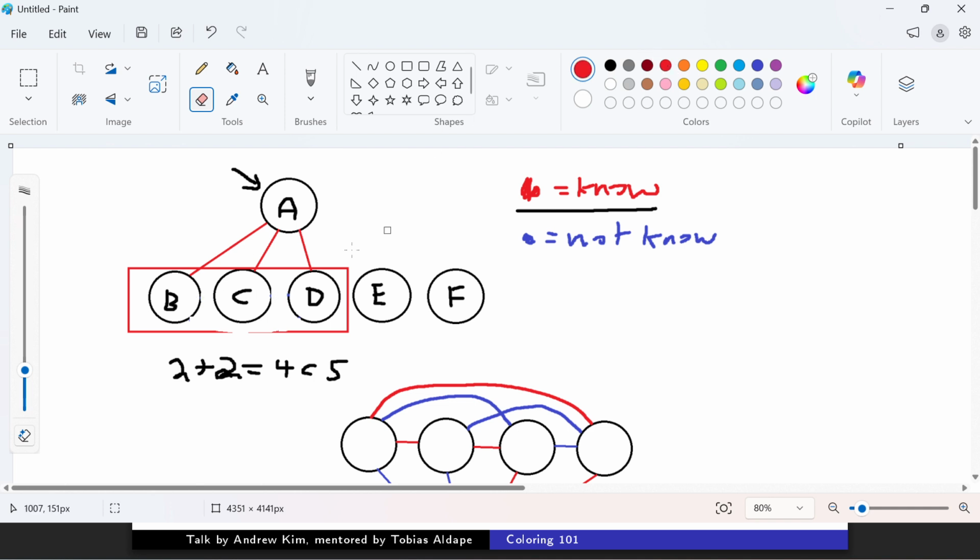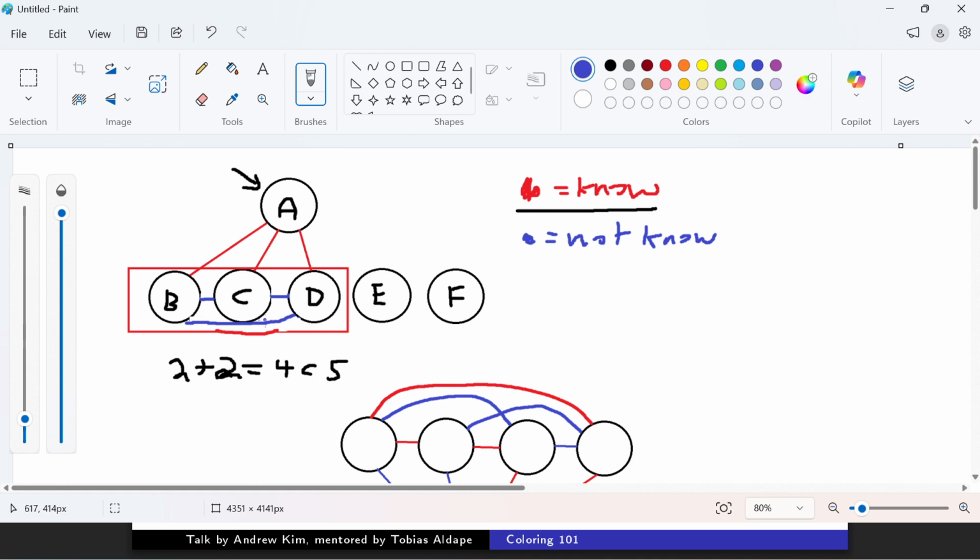Let's say that these people are B, C, and D, as I've outlined in red here. Now, if any pair of these people know each other, let's say B and C know each other, then A, B, and C are going to form a red triangle, which was what we wanted. So B and C can't know each other, and similarly, C and D can't know each other, and B and D also cannot know each other. So we draw blue edges between all 3 of them. But now we've just formed a blue triangle.